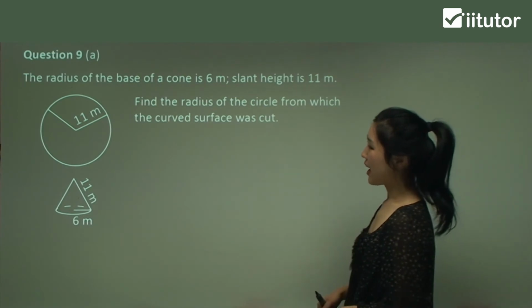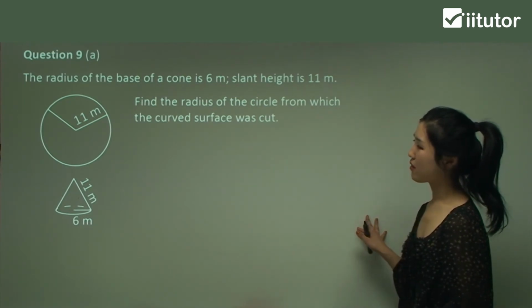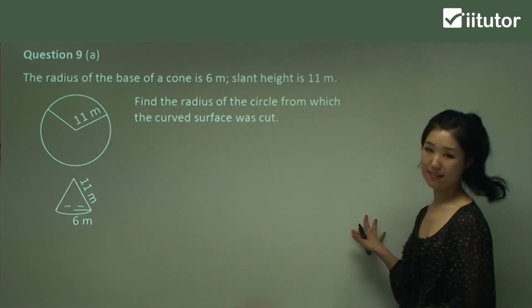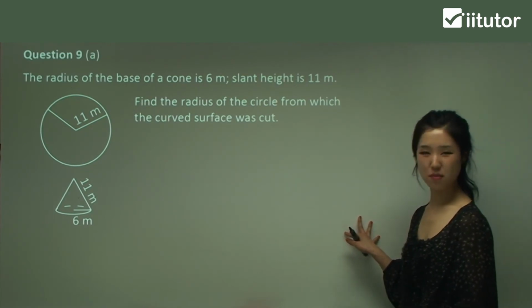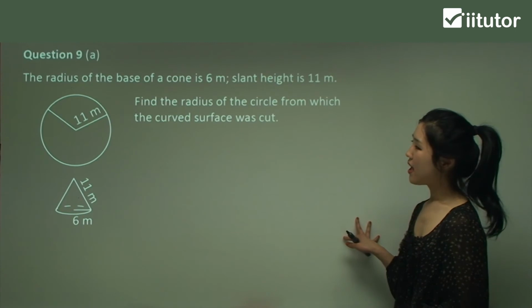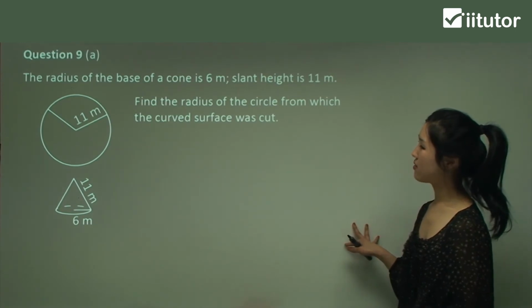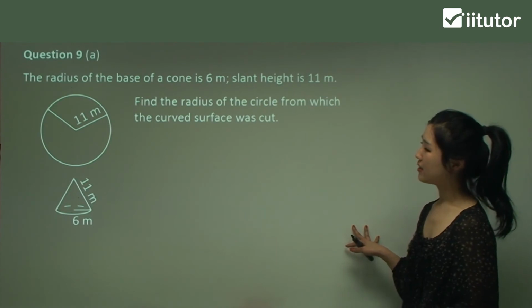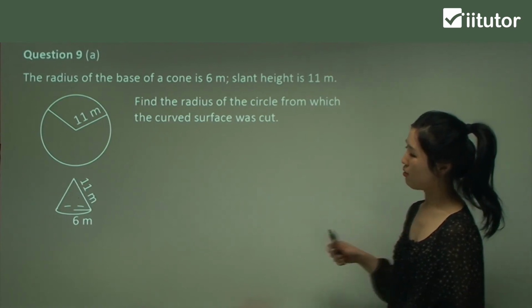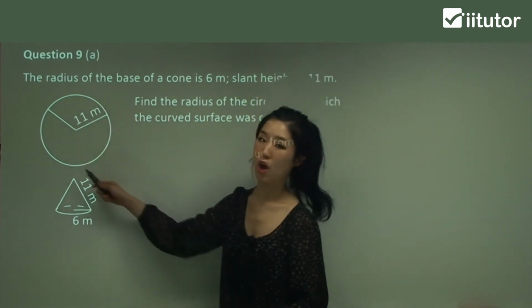Okay, question 9, it says the radius of the base of a cone is 6 meters. Slant height is 11 meters. It looks very similar to the previous question, isn't it? Now in part A, it says find the radius of the circle from which the curved surface was cut. So we want to find the radius of the circle.